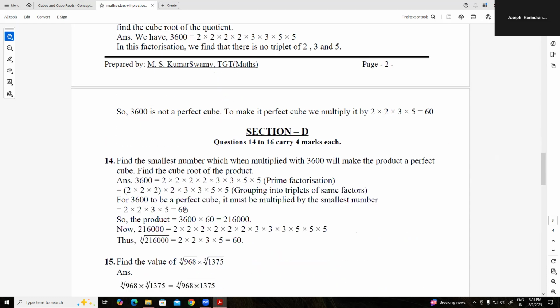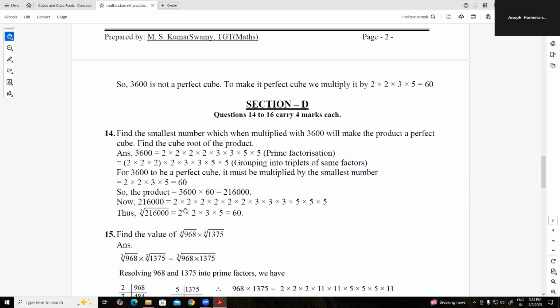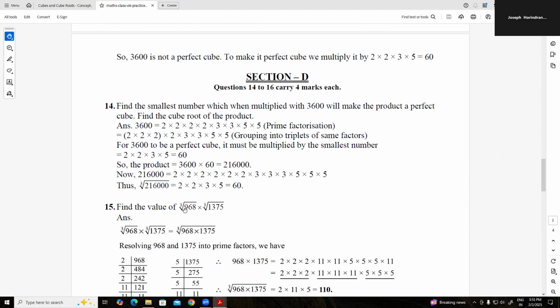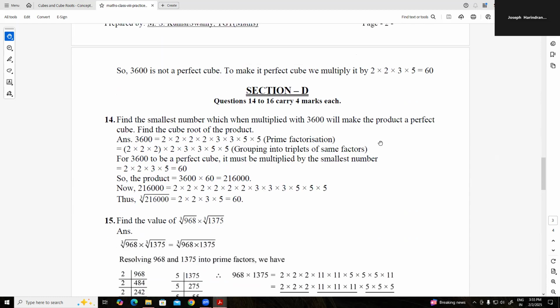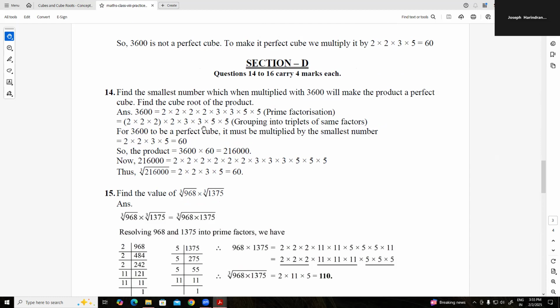And we move on to section D, which is a 5 marks question, or sometimes a 4 marks question. Section D questions carry either 5 marks or 4 marks. Here, again, the same question is repeated. But the thing is that additionally we have to find the cube root of the product.